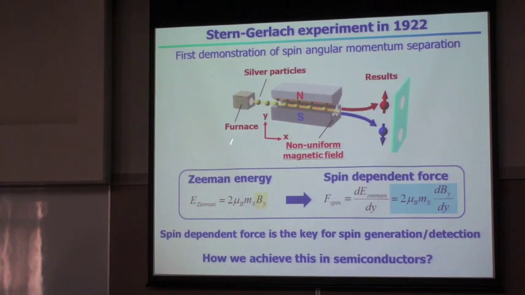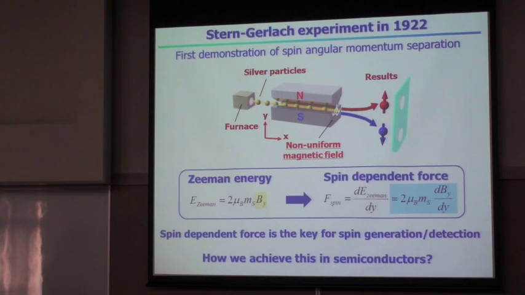So they prepared melting silver in a furnace and magnets with different shapes facing each other. This induces a non-uniform magnetic field in this region, and the evaporated silver particles go through this region. Then after that, the silver particles with spin up and spin down momentums are spatially separated and deposited like this.